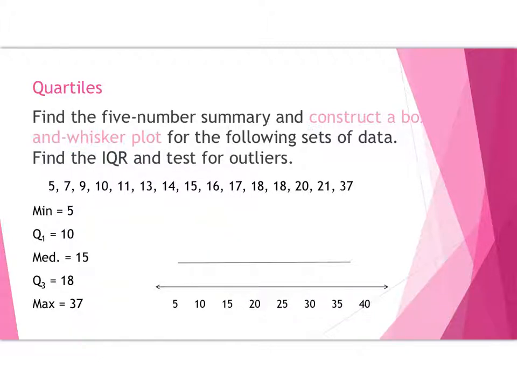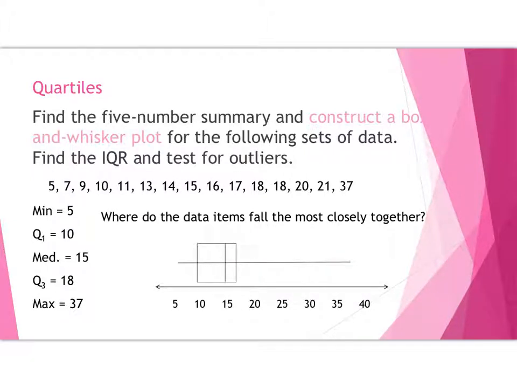So I made a prettier box and whisker plot instead of by hand. That region holds the same number of data items as that region, and that region, and the last one. So each one of those regions holds 25% of the data, whether that would be 3 data items or 100.